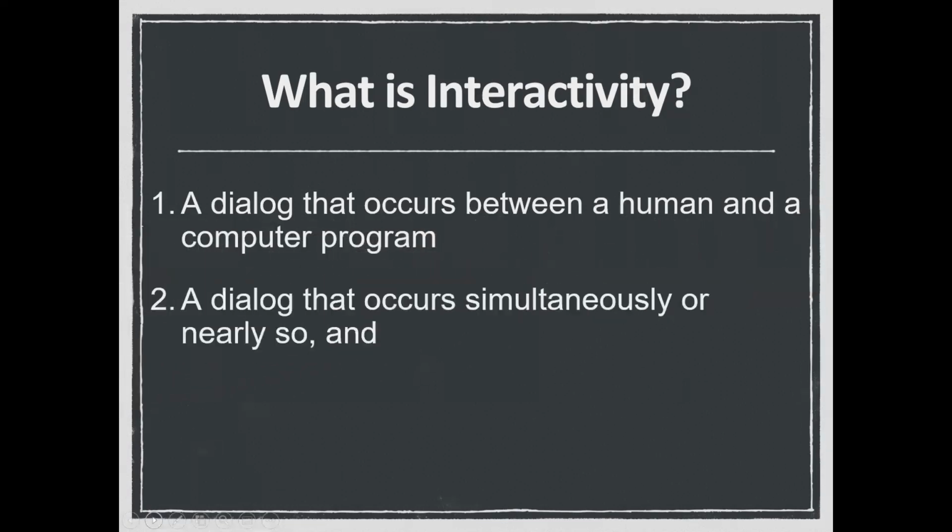Second, interactivity is a dialogue that occurs simultaneously or nearly so, right? Again, I post something on YouTube, it's available immediately. People can start commenting on it immediately, or at the very least, when they see it. There's no delay between their engagement and their ability to interact. So it's a dialogue that can occur simultaneously or nearly so.